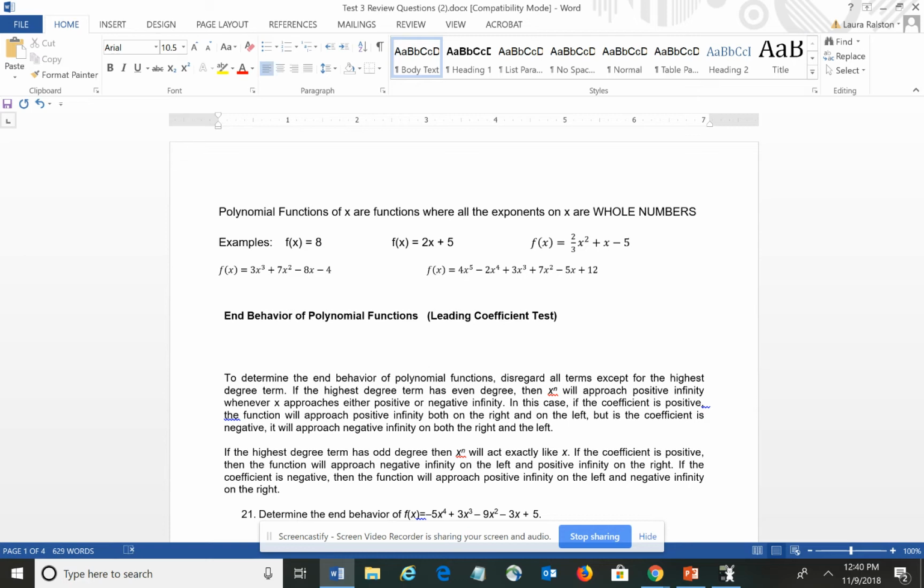And in the next section, with questions 21 through about 24, they're focusing on polynomial functions, but they don't really define for you, at least on the review, what a polynomial function is. So I want to begin with that statement that polynomial functions of x are functions, so they're going to be made up of variables and letters with exponents, but the key thing is that all of the exponents on the x are whole numbers. And I've given you a variety of examples.